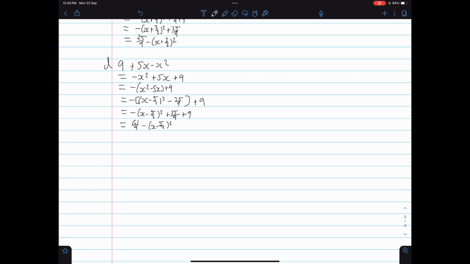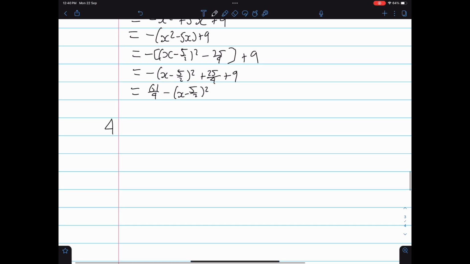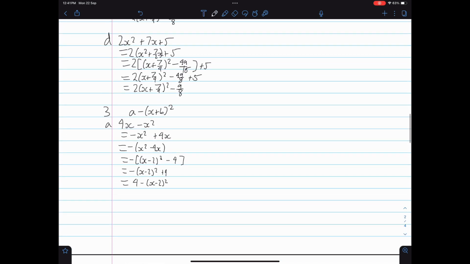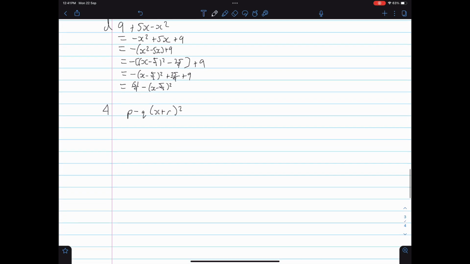And then if we just keep on going to the next set of questions, it's giving us another kind of form it wants. And this is essentially the same as this, except the coefficient of x squared won't be -1, it'll be -2, -3, -4 sort of stuff.